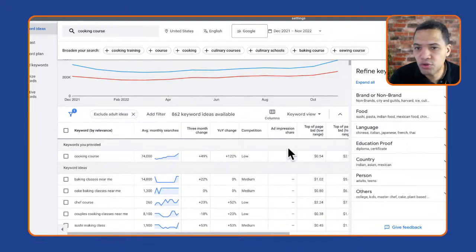Now, here's another tool that I want to share with you guys that I typically use. It's called Uber Suggest. It could also be a free tool. They don't give you as much insight.